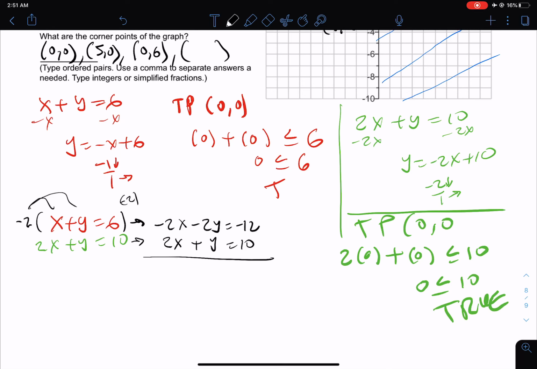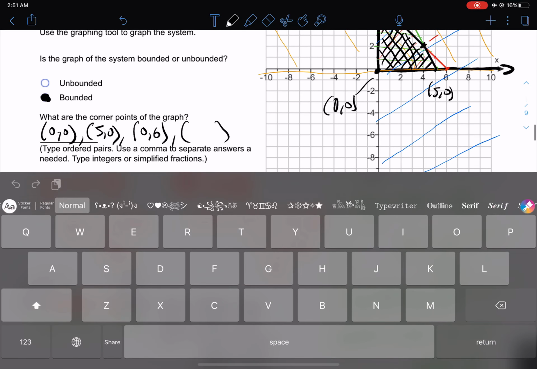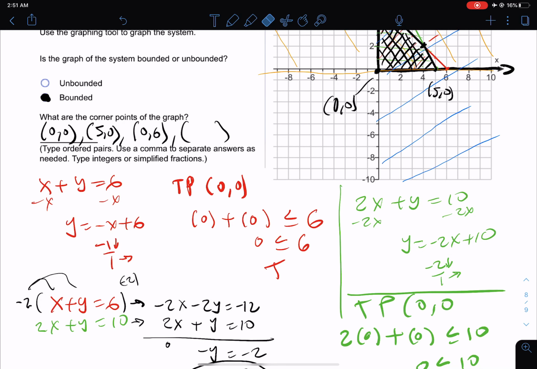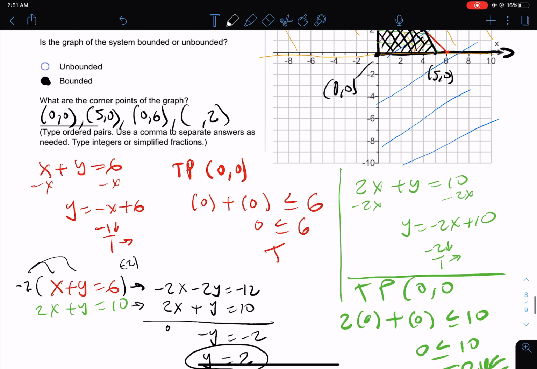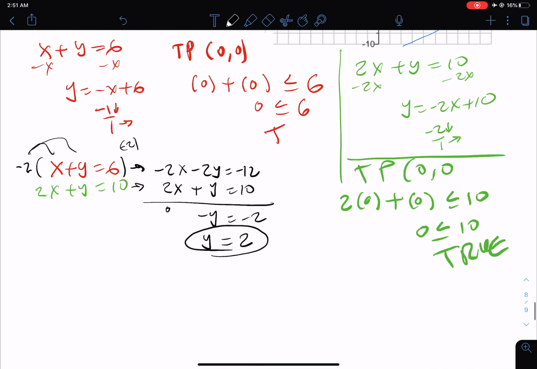And of course, negative 2x and positive 2x zero out. Negative y and a 1 makes negative y. And that equals negative 2. And I multiply both sides by negative 1 and I get y equals positive 2. That is definitely matching what I thought, right? Doesn't that look like a positive 2? Don't do that. Come on, get out of there. There we go. So that is a positive 2 for y. Now I just need to get my x value.